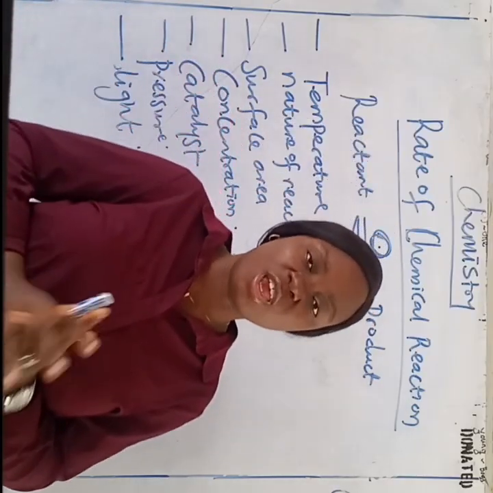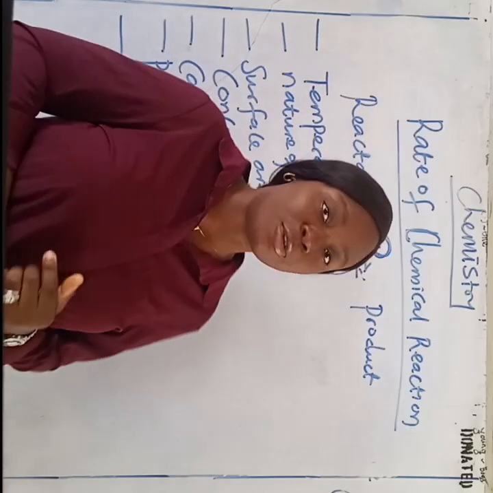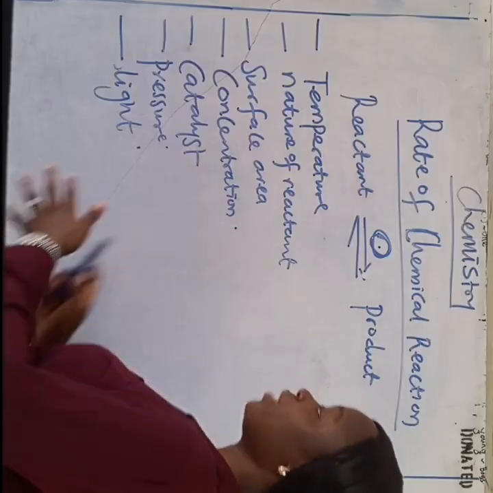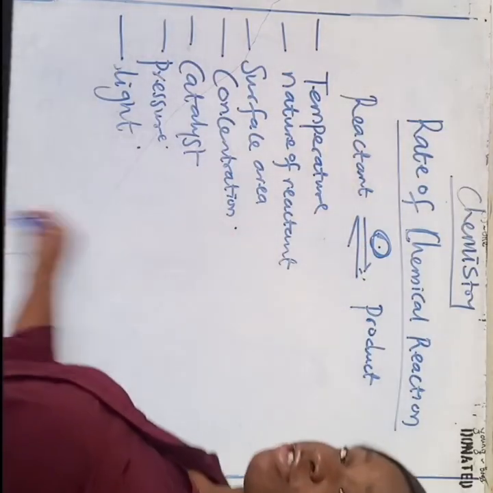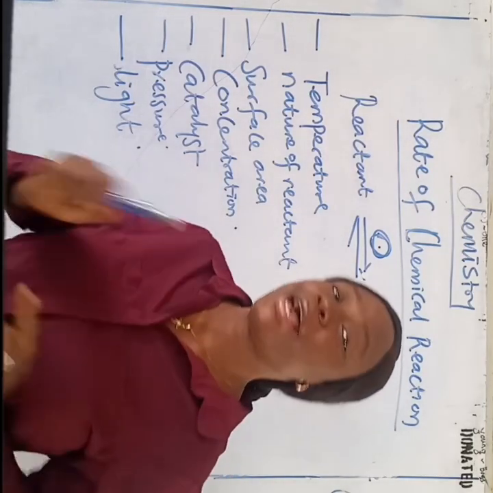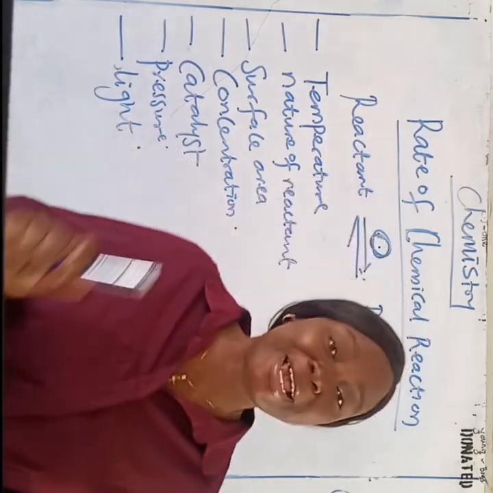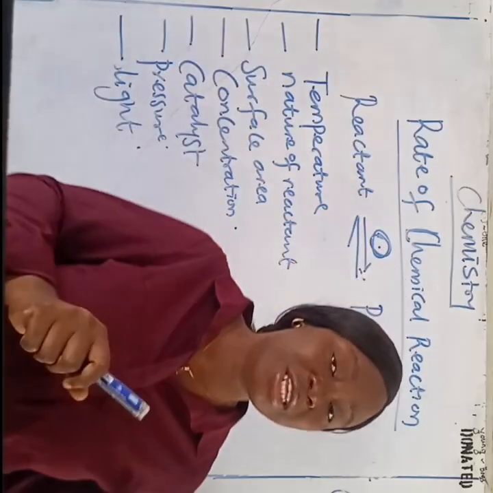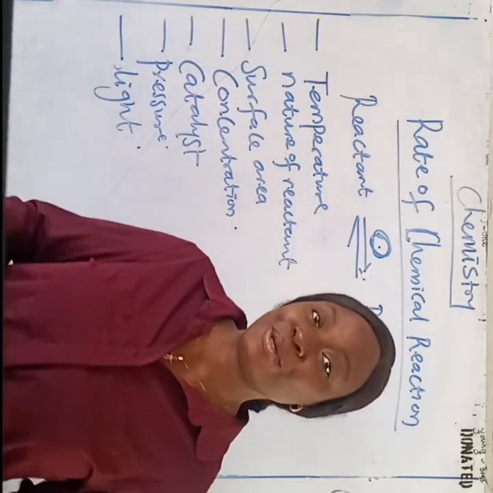So we have been able to discuss what rate of chemical reaction is, and we have listed the factors affecting rate of chemical reaction. So when next we meet, we'll be going to chemical equilibrium. We're going to be doing equilibrium constant. We're going to be doing some practical questions under that.